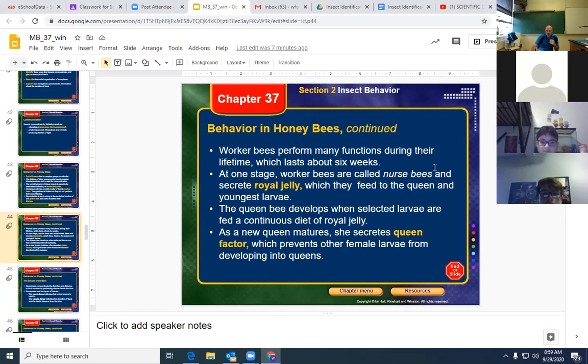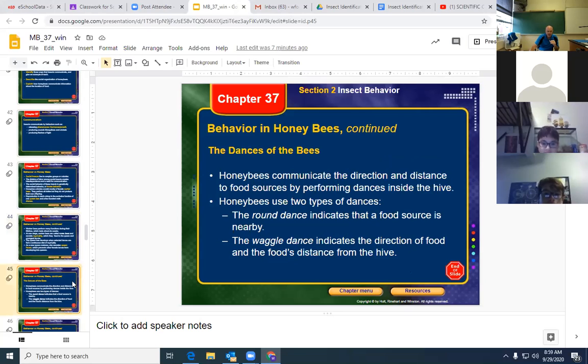All right, now this is important about the worker bees up here for a second because we'll jump down here to the next one. Now, honeybees absolutely communicate with pheromones, but look how advanced this is. Honeybees also communicate the direction and the distance of the food source by performing a dance inside the hive. The honeybee uses two types of dances. The round dance indicates that the food source is nearby. The waggle dance indicates the direction of the food. Now, I know this is weird.